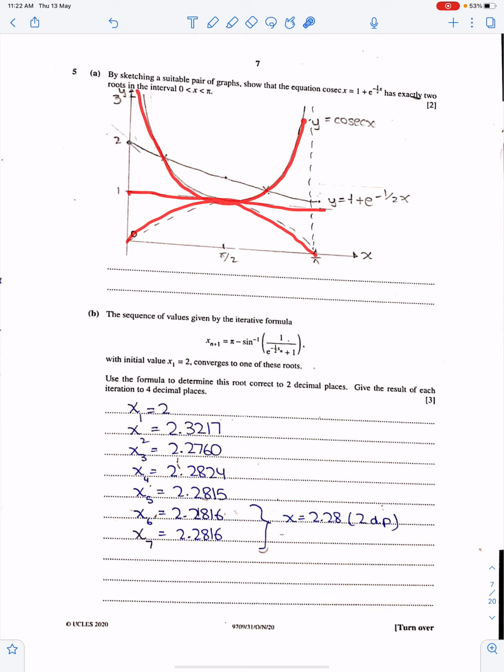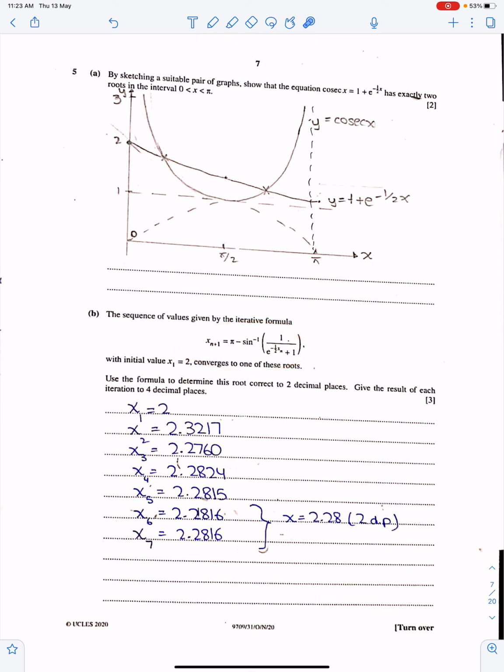But cosec is infinite at these two values. So cosec is parallel here and here. And this is exponential with intercept 2, y intercept. For exponential, intercept is compulsory. See, we have two solutions in this interval shown.